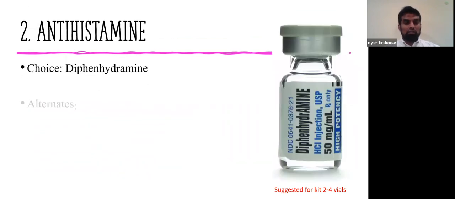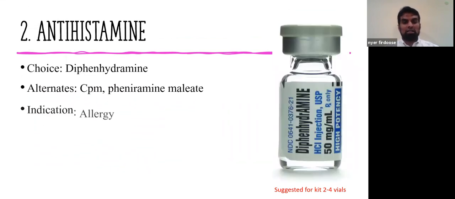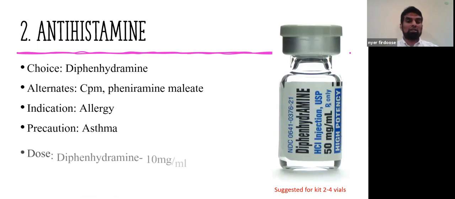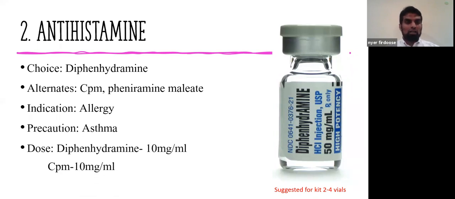Coming to the second emergency drug, this is the antihistamine, and the drug of choice is diphenhydramine. The alternatives to diphenhydramine are chlorpheniramine maleate and pheniramine maleate. The indication is delayed allergic reactions, in which the onset of symptoms is more than 1 hour after the administration of any allergen.